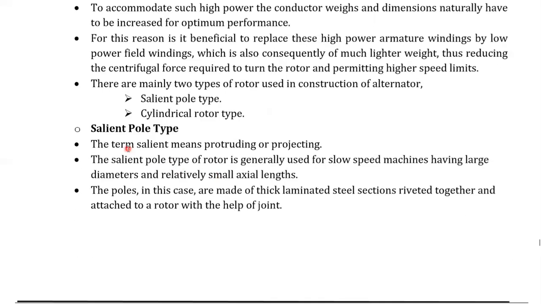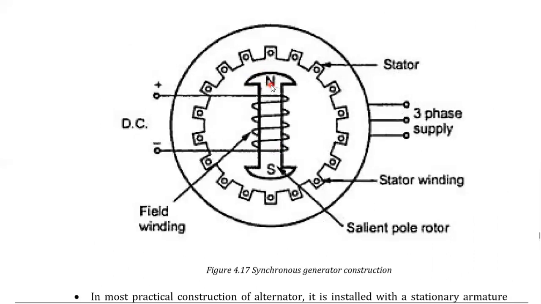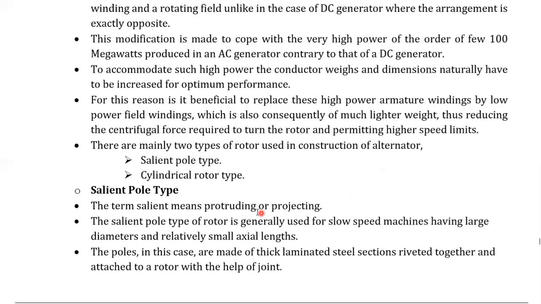The term salient means projecting. The poles are projecting here. The poles are projected like this: a north pole here, south pole here, south pole here, north pole here. So that is why it is called a salient pole rotor.